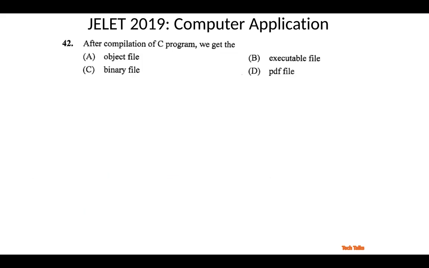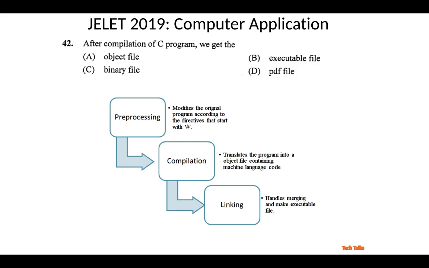Now, after compilation of a C program, what do we get? Normally we press Alt F9, the program executes in Turbo C, and we see that we get an executable file, something.exe. But the actual process is not like that. Let's see what happens. When I write a program in C, the very first step is pre-processing. What is pre-processing? We write hash include on the library files, stdio.h, conio.h, all these standard library files.